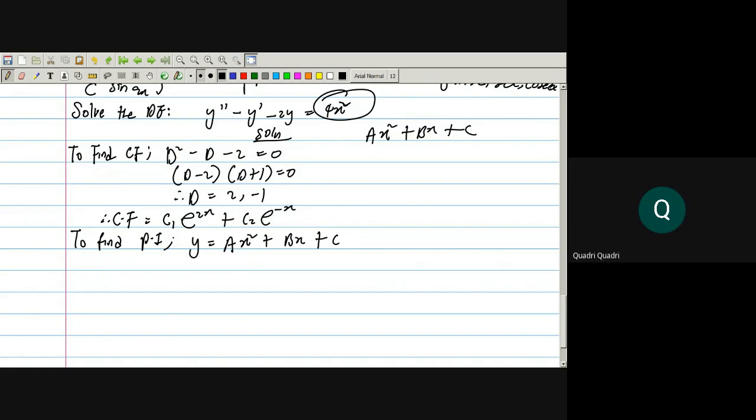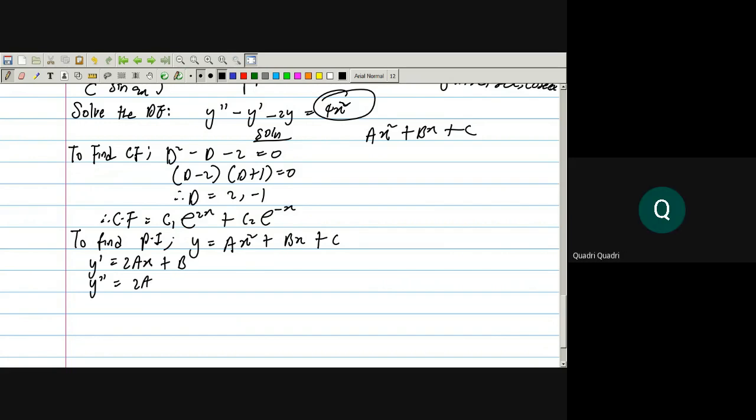Yes, let us differentiate y. What's y prime? We differentiate. What do we have? 2ax plus b. Nice. Next one, we have y prime prime. We differentiate again. What do we have? 2a.